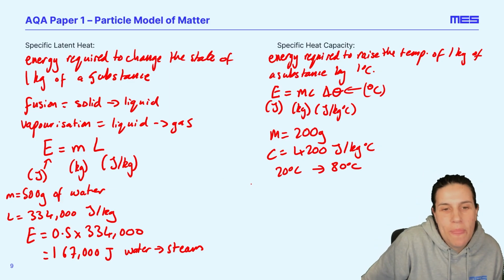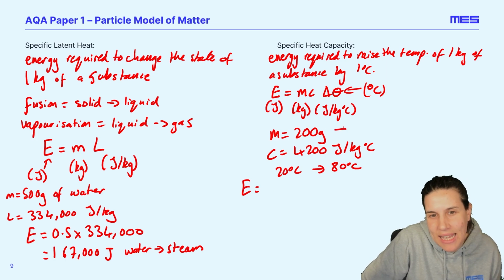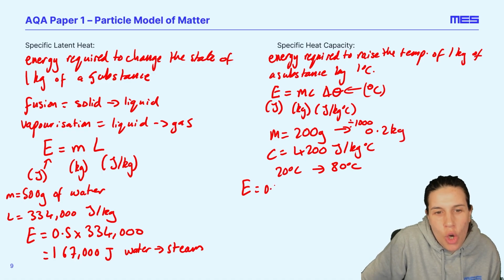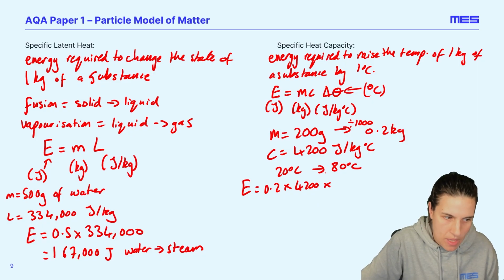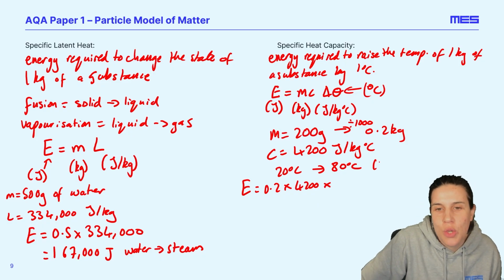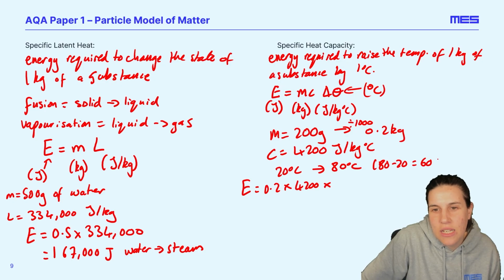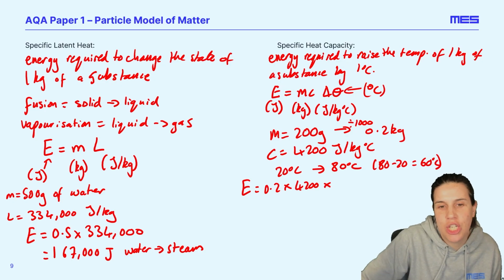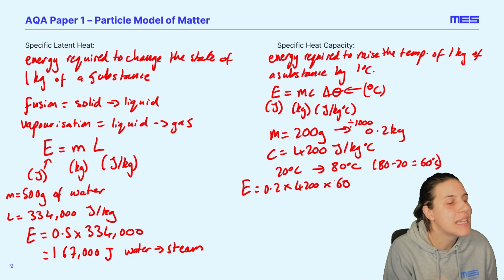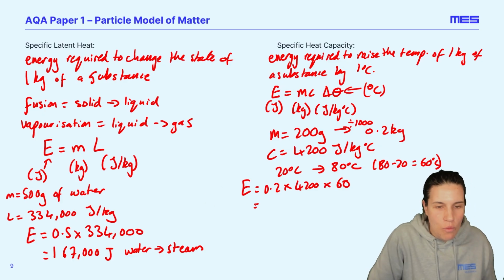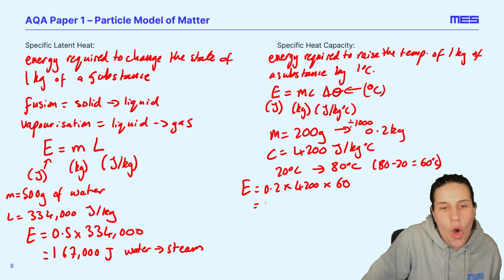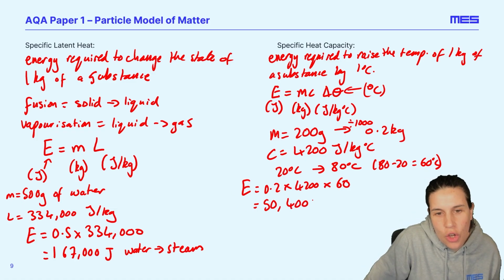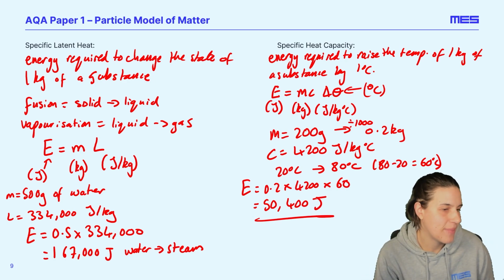Okay. So we'd use the equation energy is equal to mass. Again, we're going to divide this by 1,000 to turn it into kilograms. That'd be 0.2 kilograms. 0.2 multiplied by 4,200 multiplied by, now I want to find the change in temperature because that's the thing I'm interested in. So I'll do 80, take away 20, which would be 60 degrees. So 60 degrees C would be my change in temperature. So I'm going to put 60 here because it's the change in temperature. Right, pop all those numbers into a calculator and I get an answer of 50,400 joules. And there we go.